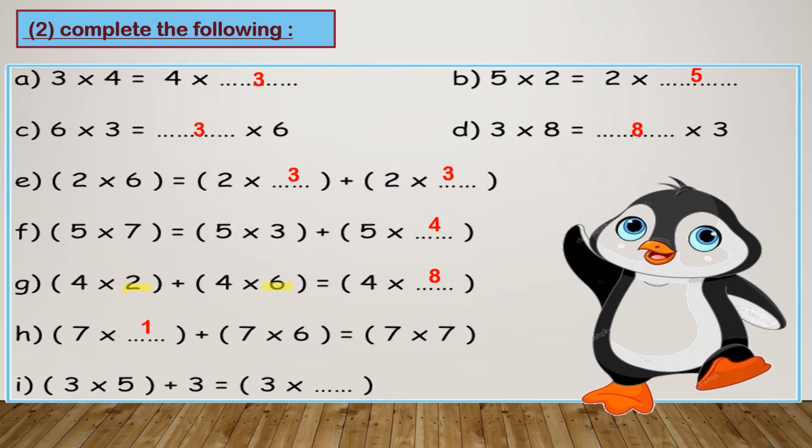I have here 3 by 5 plus 3. But it doesn't have a product here. What does it mean? You know that 3 is a product of 3 by 1, isn't it? So I know here 3 is the product of 3 by 1. So I have here 3, it repeated twice here, and 5 plus 1 will give you 6.